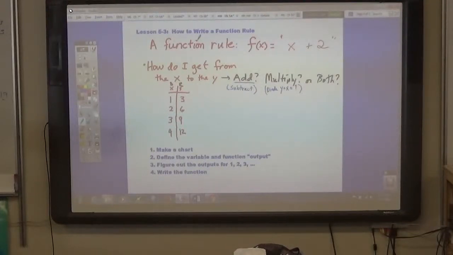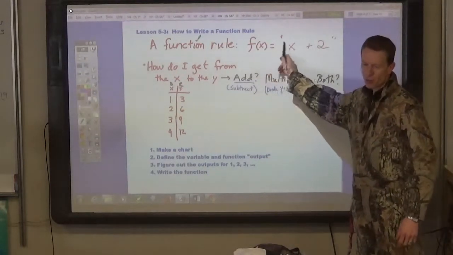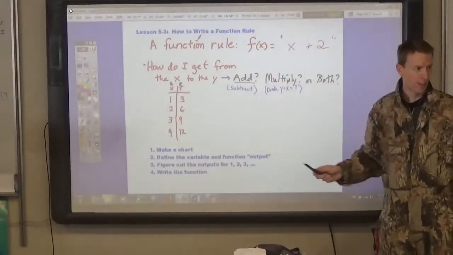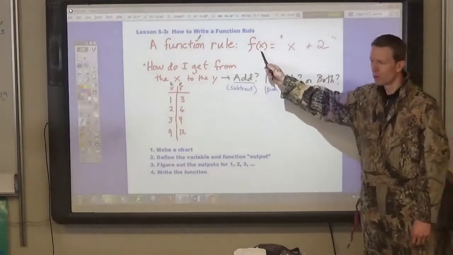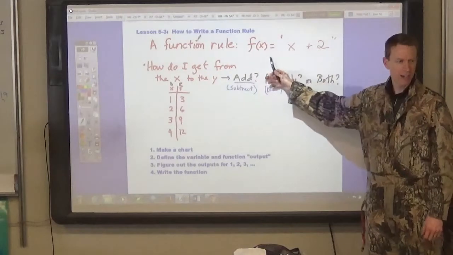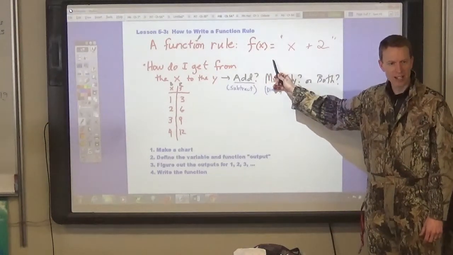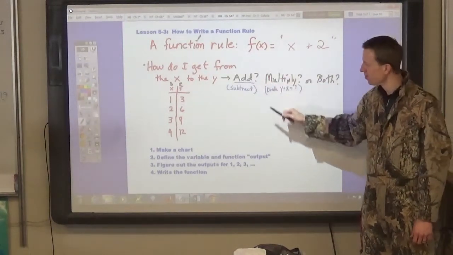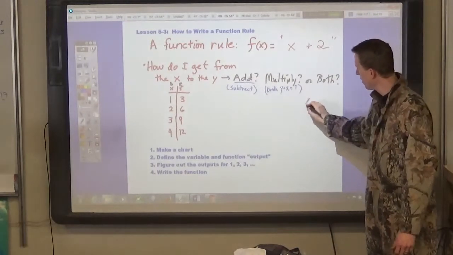Okay, 8th graders, in lesson 5.3, we're going to talk about how to write a function rule. Writing function rules sounds complicated, but honestly, you've been talking about and looking at function rules ever since 2nd grade.